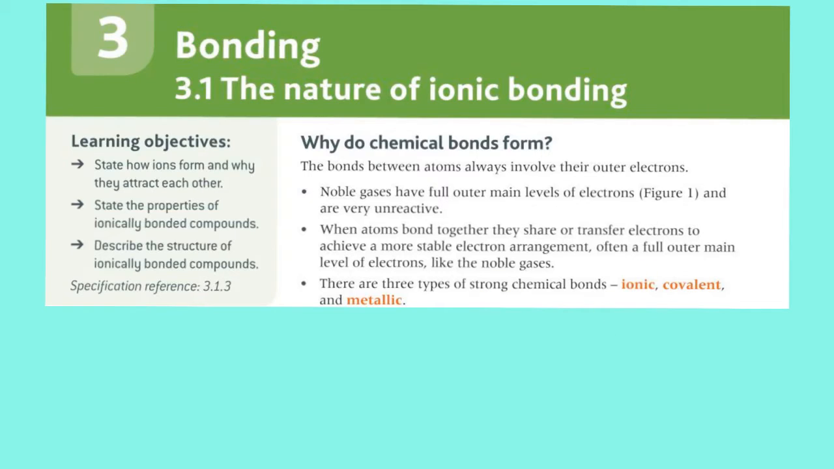They're ionic, covalent and metallic. And what you need to know about ionic bonding at A level is to be able to show why ions form, look at properties of ionically bonded compounds and describe the structure of ionically bonded compounds. But what we're going to do first is look at how we decide if a bond is going to be ionic, covalent or metallic.